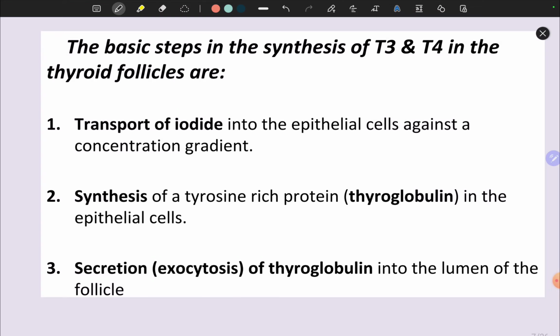Because in some parts of the world, for example in sub-Saharan Africa and also in our region, where there is a high rain, excessive rain, there is a wash out of the salt from the soil.